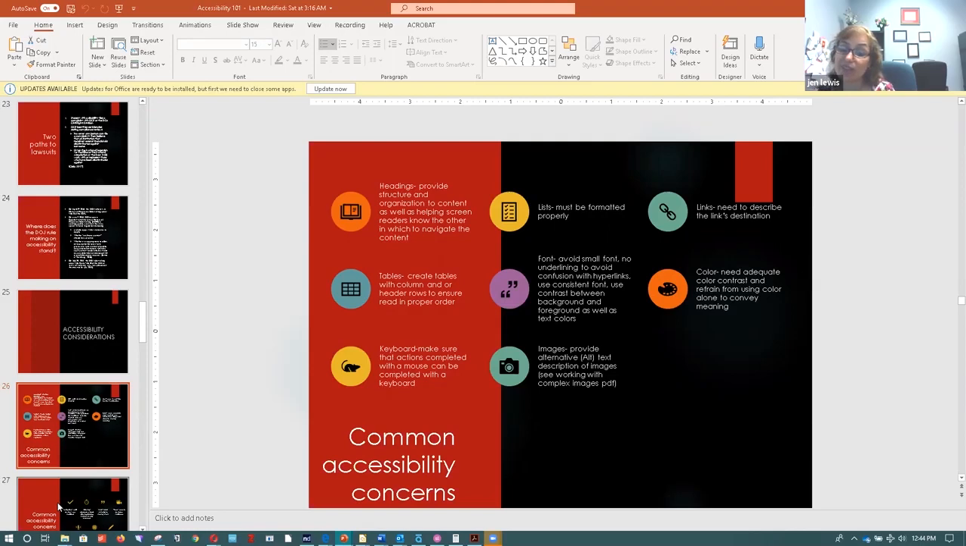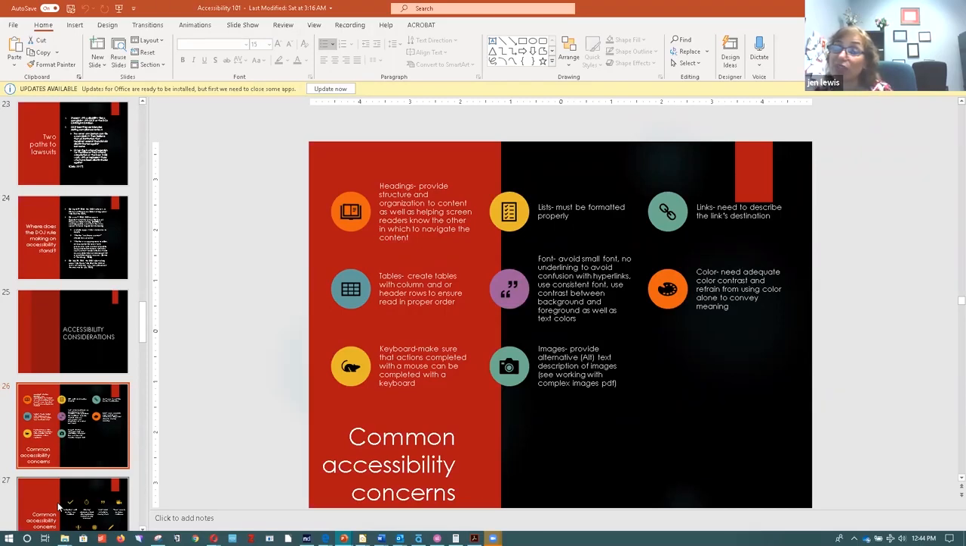Tables have to have information if you're reading it top down, or right to left, or left to right, or just straight down. That information has to be included, otherwise it won't make any sense to the screen reader. Again, you have to have both mouse and keyboard options for navigation. You have to format lists properly, so they must be formatted so that they make sense if the screen reader is reading it.